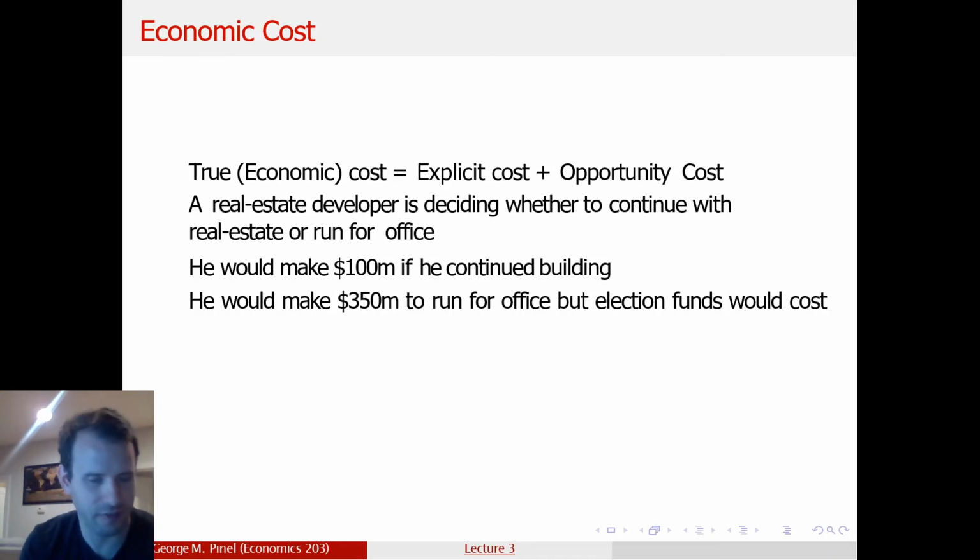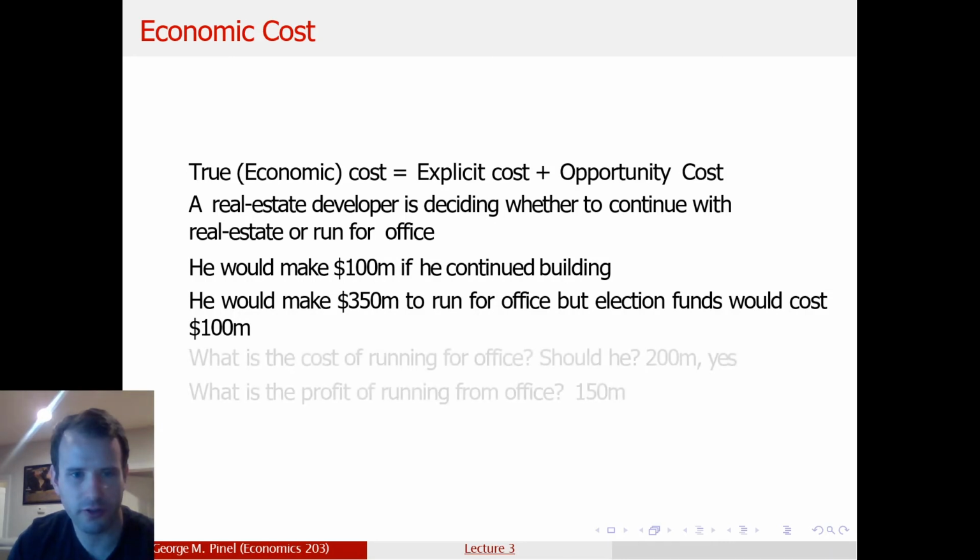It doesn't necessarily have to be your salary from the office. It could be your utility from being in charge or doing something good or whatever. So you make $350 million, or you're willing to pay $350 million for that office. That's your utility from running for office. But election funds would cost you $100 million. So that's your explicit cost, $100 million.